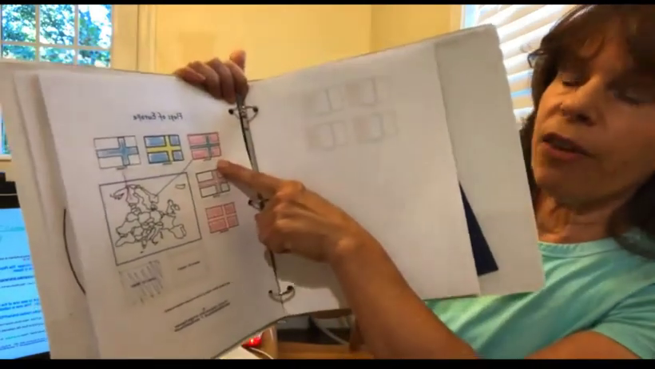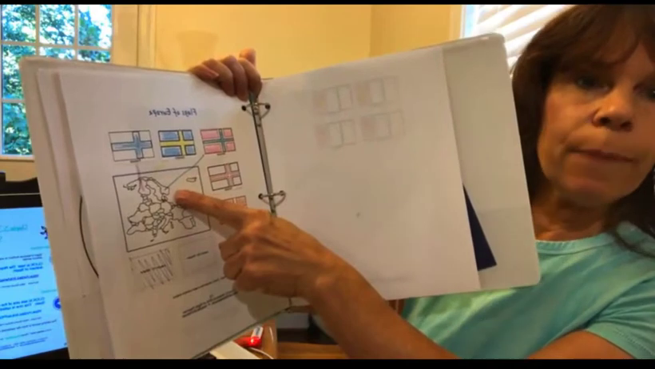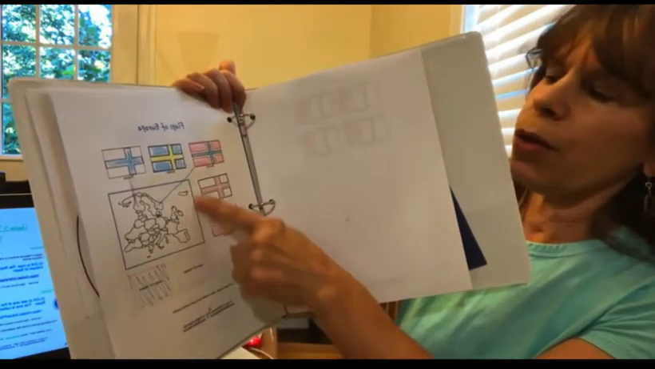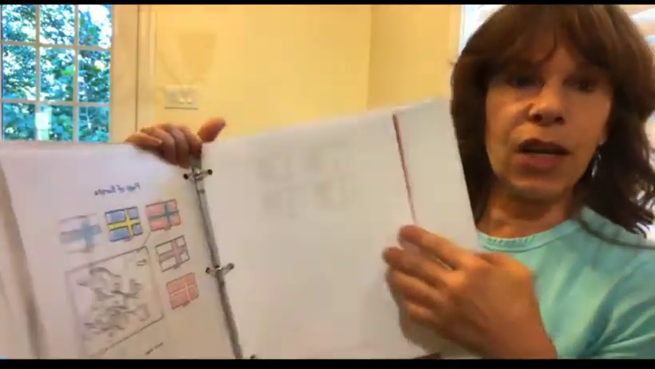So when they put their flags on the designated spot, then they have to find that country on this blank map. And you could have them label things as well. So the flag activity is just reinforcement of everything they learned in the maps.